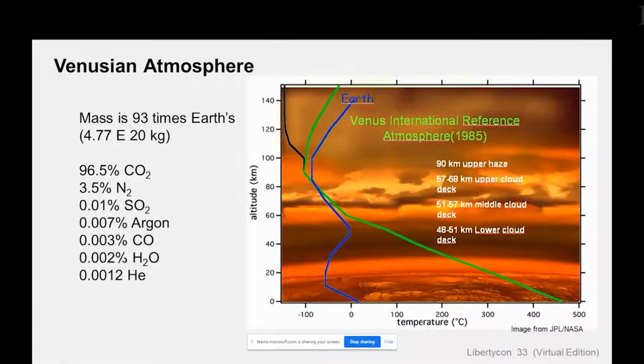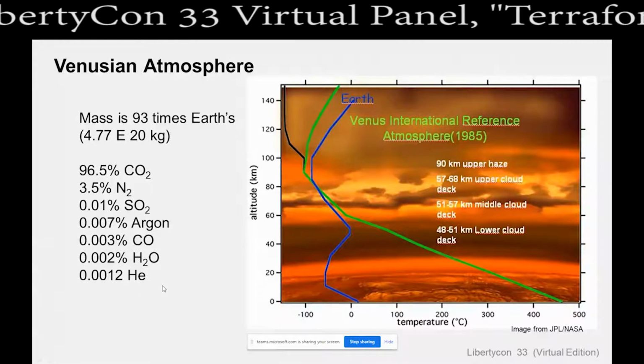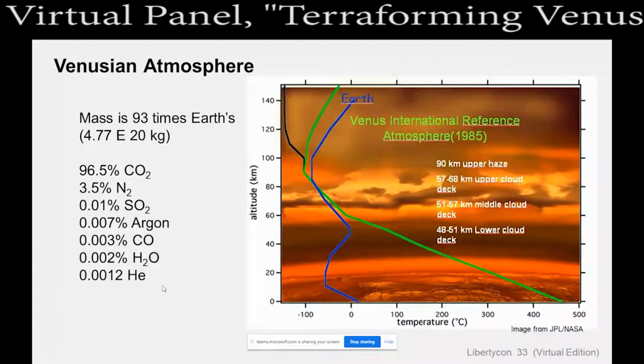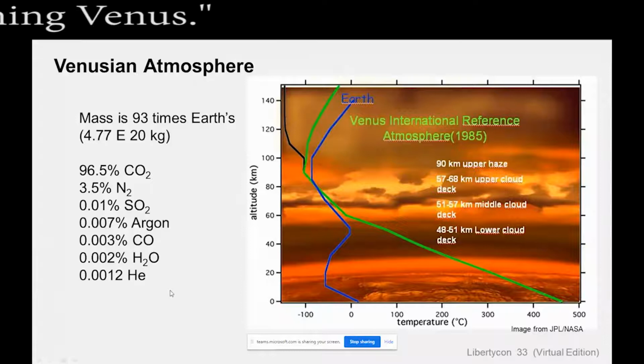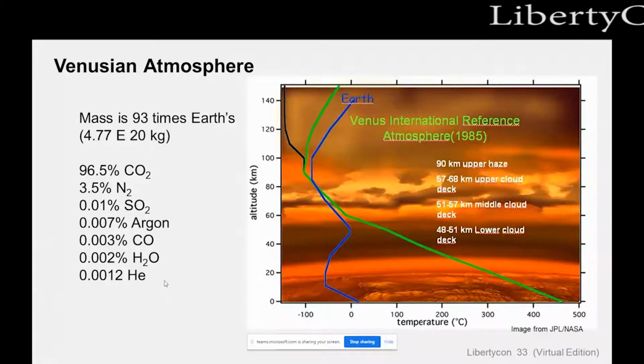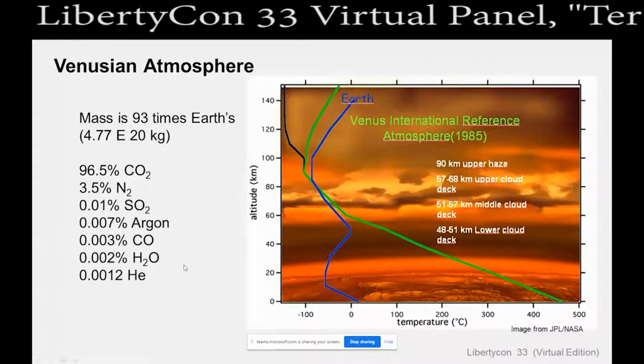Now, a tiny fraction of this helium is going to be helium-3. And helium-3 looks to be a very potentially valuable fusion fuel. And there's a lot more helium-3 in the Venetian atmosphere than is on the moon, which is typically where people start talking about mining helium-3. So, keep that in mind.